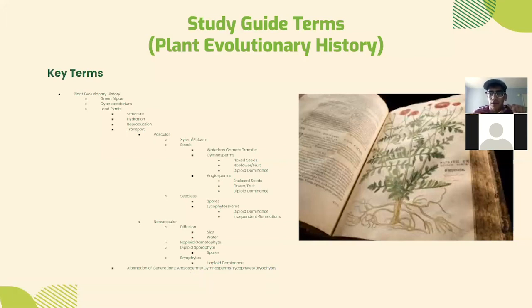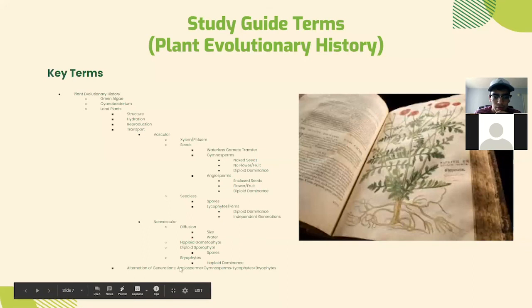Angiosperms have the largest diploid phase. Gymnosperms have the second largest diploid phase. Then lycophytes. And lycophytes actually have diploid and haploid phases that are independent of each other. And finally, you have the bryophytes, which actually have a haploid dominant phase. So that's a good thing to remember. That order is probably useful.